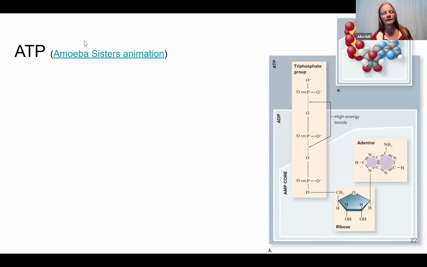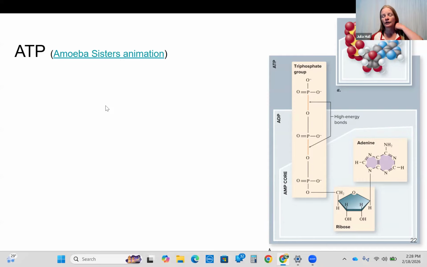Okay, and I have a little link to this Amoeba Sisters animation that's available in the slides. All right, so let's look at the chemical structure of ATP.